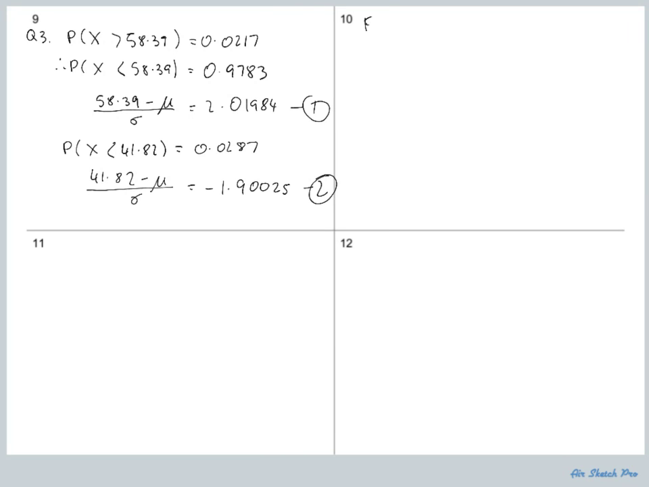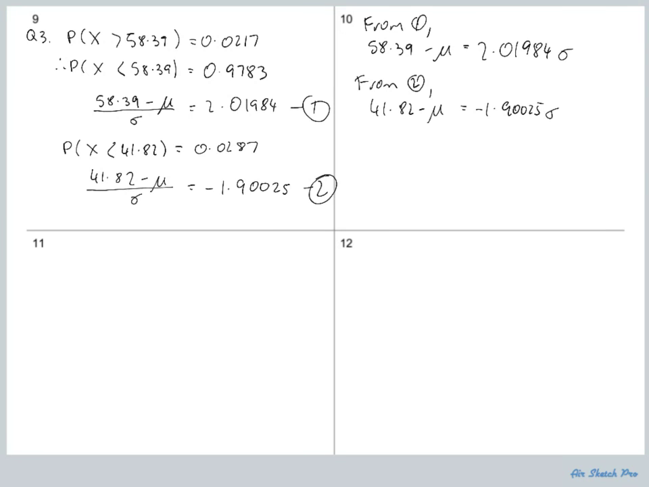So from 1, just a slight bit of manipulation here. We're going to have 58.39 minus mu is equal to 2.01984 sigma. So here I'll just multiply both sides by sigma. And from 2, 41.82 minus mu is equal to negative 1.90025 sigma. And these are the ones that you'll put into your calculator.